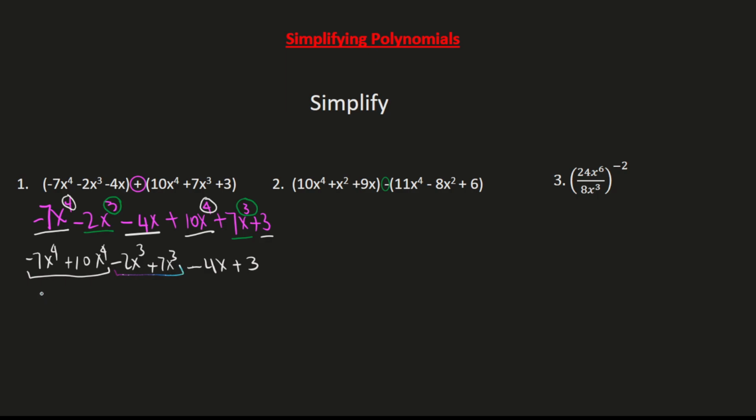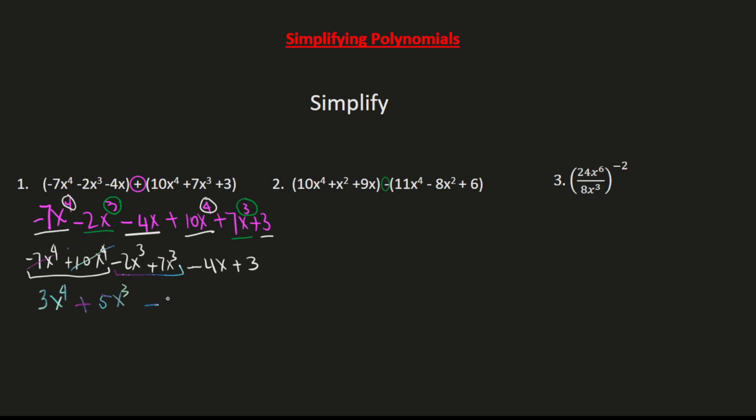This is 3x to the fourth. We're done with this one here. This is gone, and that one is gone. 3x to the fourth. Minus 2 plus 7, this is 5. 2x cubed plus 7x cubed. This is plus 5x cubed. And we are here, minus 4x plus 3.